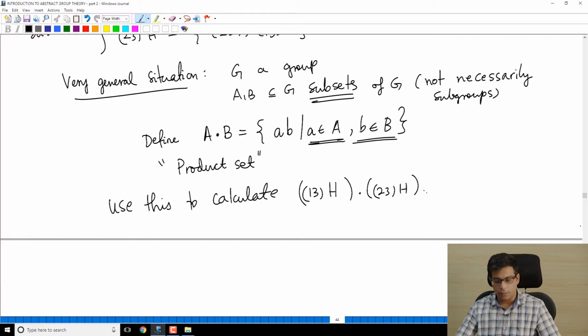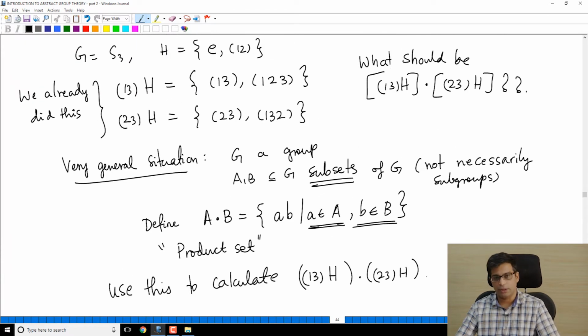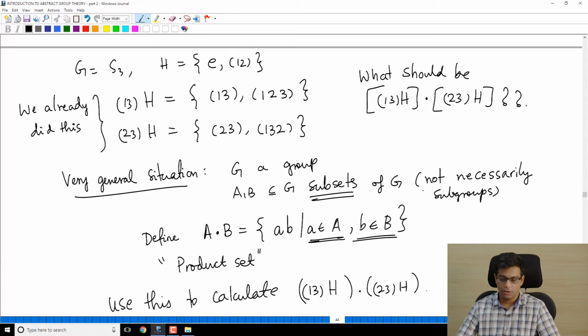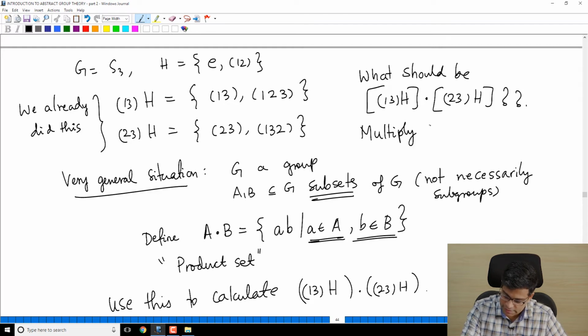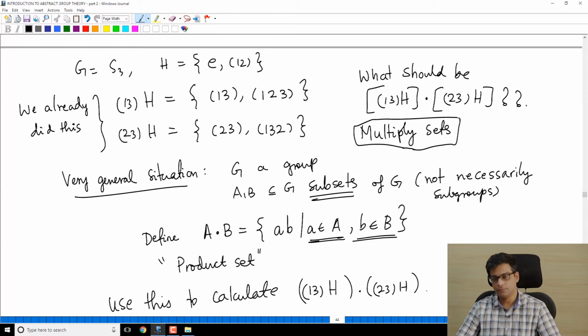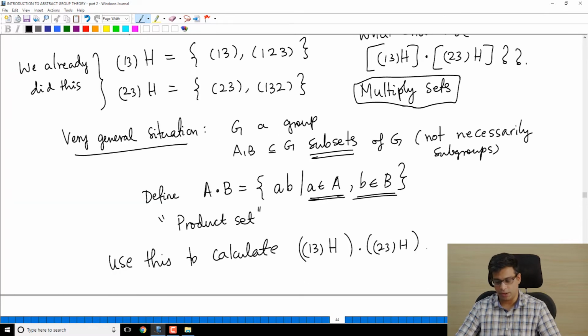I need to remind you again, I am not claiming that this is a group operation, this will work out. I am just saying this is an attempt, because here we have to multiply sets, right? The goal is to multiply sets. So if you want to multiply sets, this seems like a natural definition of set multiplication.